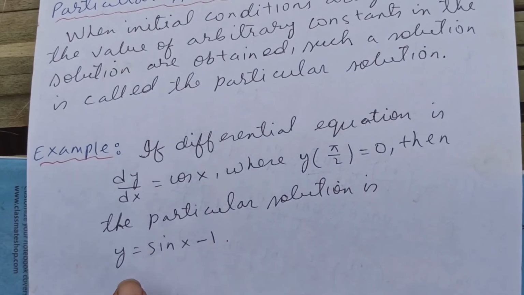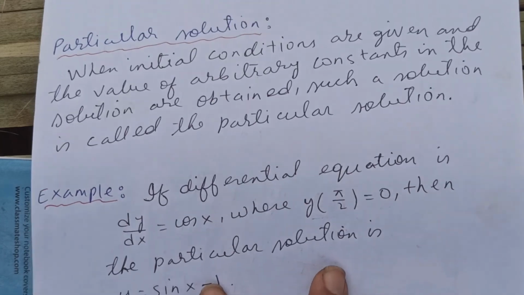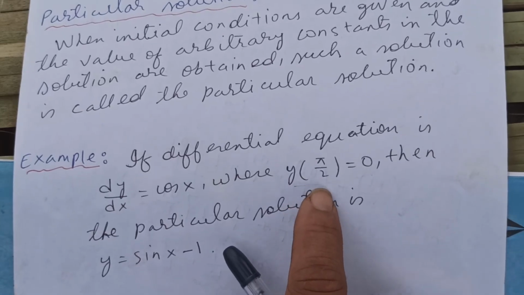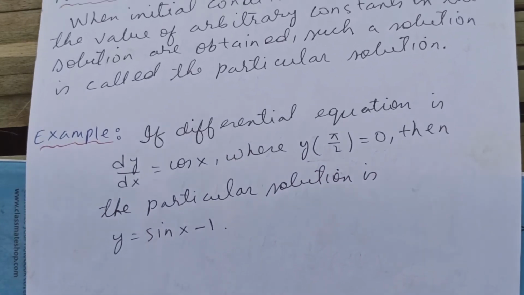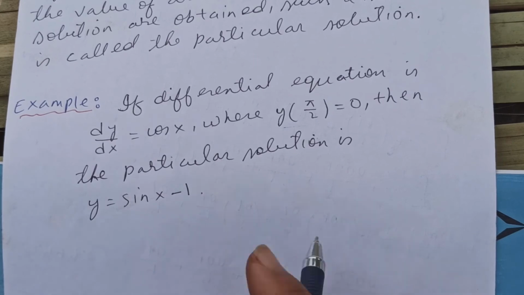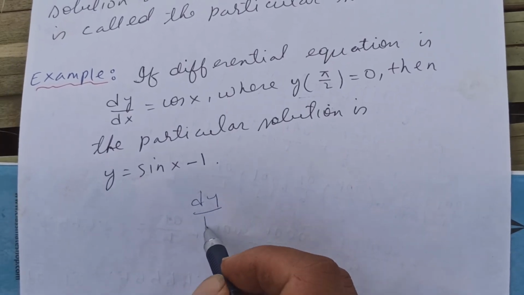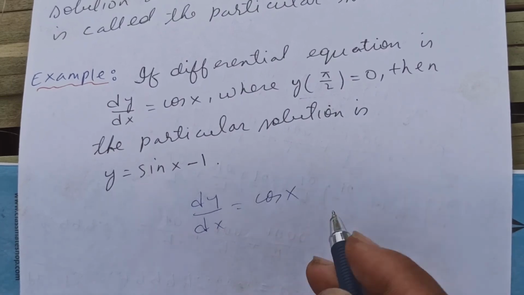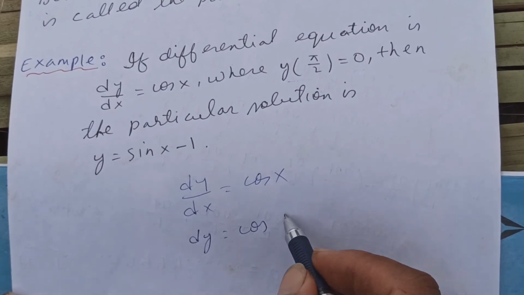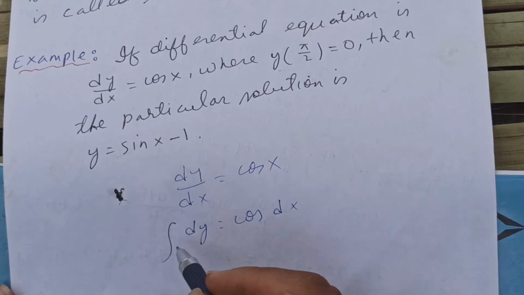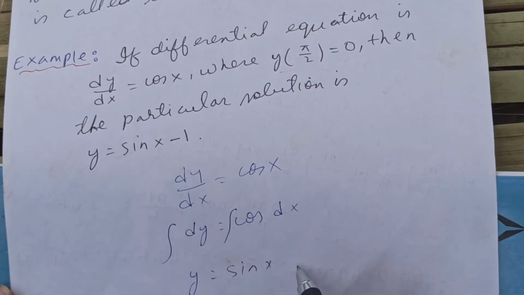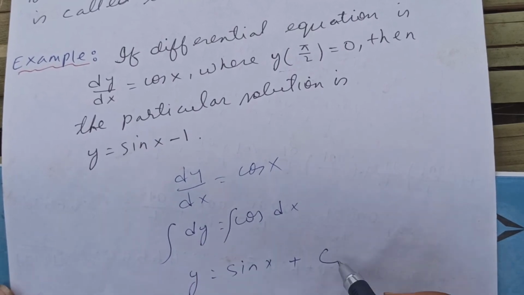Then the particular solution is y equal to sin x minus 1. Since the initial condition is given, the constant will be negative 1. How did we get that? Let's see. dy by dx equal to cos x. Multiply by dx, and now integrate it. y equals the integration of cos x, which is sin x, plus, since this is an indefinite integral, a constant.